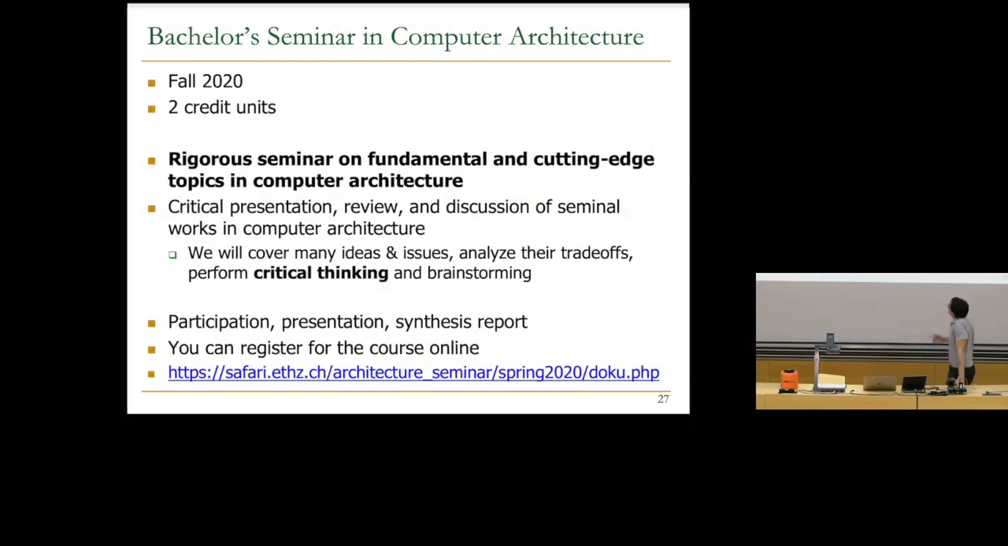Again, the bachelor seminar: we have this seminar every semester, fall and spring semester. The next one, obviously, will be the fall semester. And here, what we do is read papers and analyze them. In the very beginning of the seminar, we will offer some papers that we select because we consider that they are very important and useful in computer architecture. Some of the papers are historical, let's say. Some other papers are very, very recent. And what you do is select your favorite paper, read it, and analyze it critically.